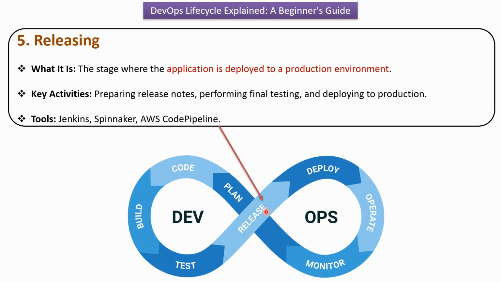The fifth stage is releasing. In this stage, the application is deployed to the production environment. Key activities involved are preparing release notes, performing final testing, and deploying to production. Tools used are Jenkins, Spinnaker, and AWS CodePipeline.